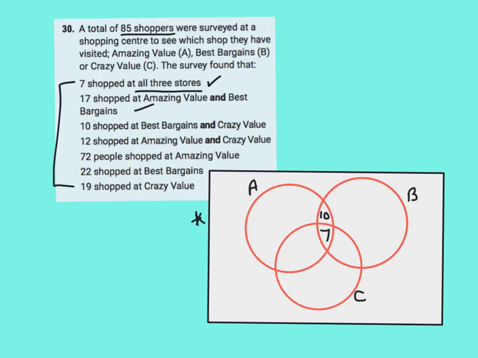The next one, 10 shopped at best bargains and crazy value. So that is this whole section here. 10 in total. We already have 7, so that means that I have 3 left over.